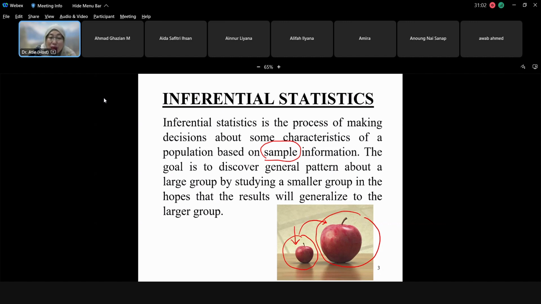Why don't we use the population in our study, especially in our FYP? Because of the three constraints that we have: in terms of time, in terms of cost, and also in terms of human resources.